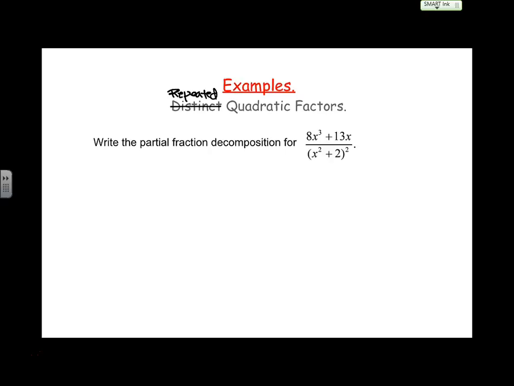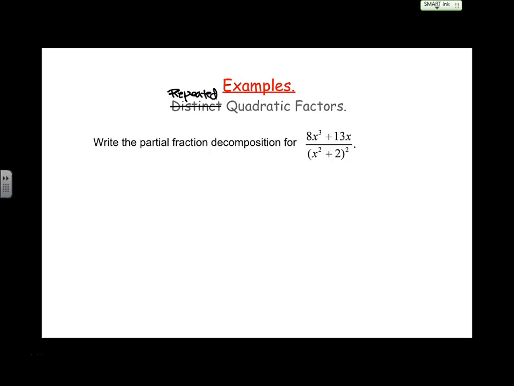X squared plus 2 is repeated how? How do you see it? Do you see it? Yeah, it's been squared, so I have two different factors of x squared plus 2 in the denominator. Two different factors.